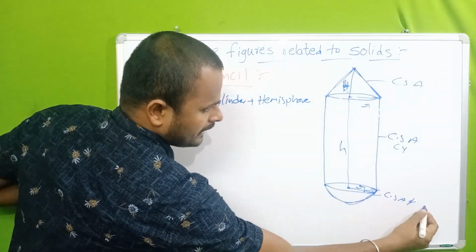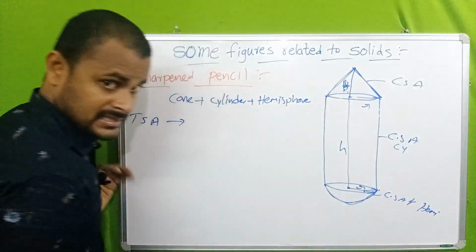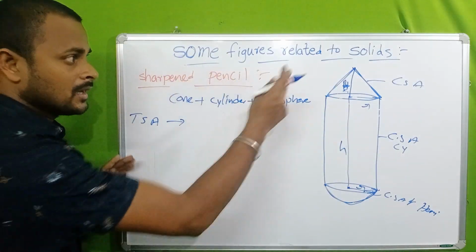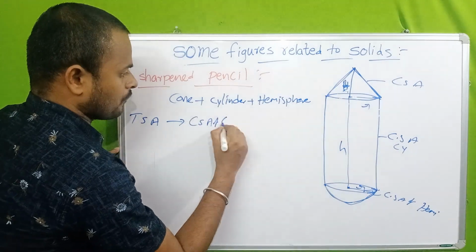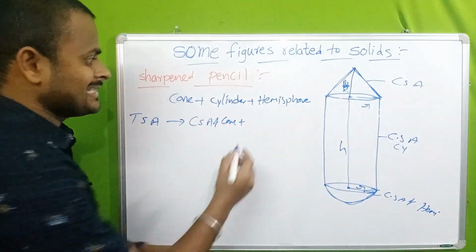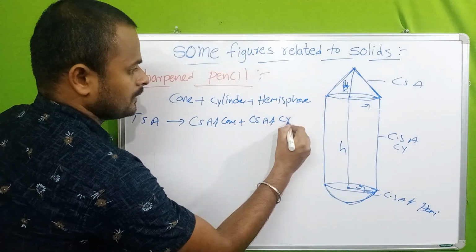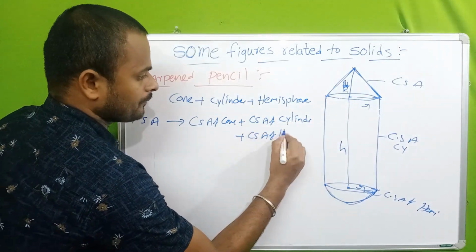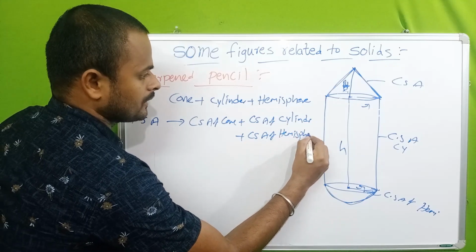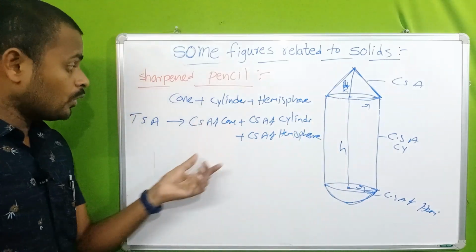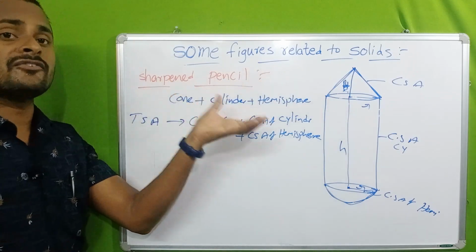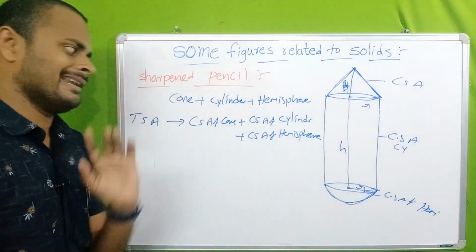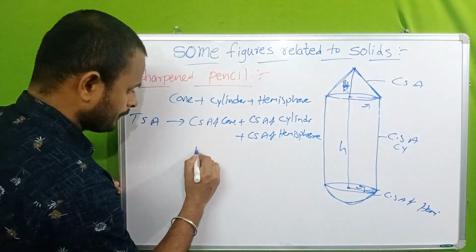And this area is the CSA of hemisphere. Understand? So the total surface area of a sharpened pencil is the CSA of cone plus CSA of cylinder plus CSA of hemisphere. When you ask the total surface area of a sharpened pencil, you have to find these areas.